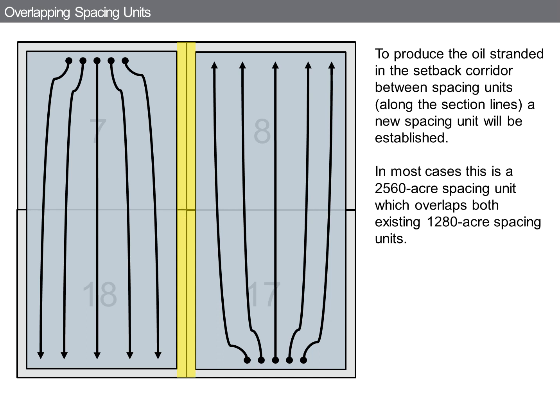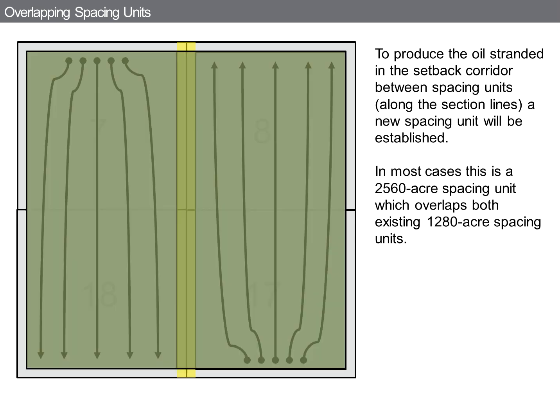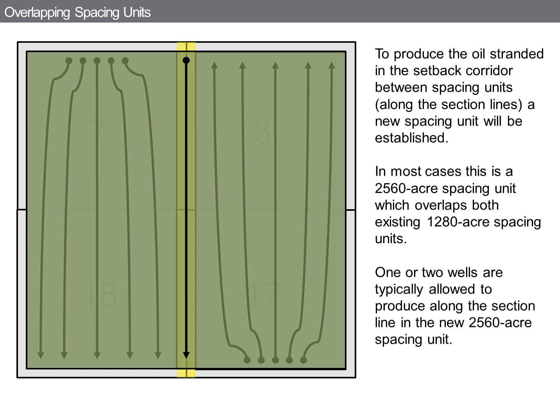To produce the oil stranded in the setback corridor between spacing units along the section lines, a new spacing unit will be established. In most cases, this is a 2560-acre spacing unit which overlaps both existing 1280-acre spacing units. 1 or 2 wells are typically allowed to produce along the section line in the new 2560-acre spacing unit.